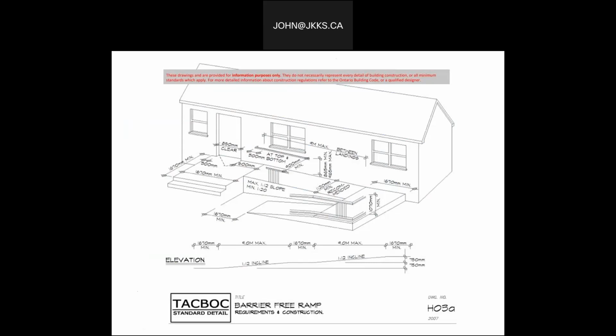So for example, a maximum of 1 in 12 slope, a minimum of 1 in 20. We can see the height of the rail, the recommended width, and the size of the actual landing itself, and so on. So again, we see some information here that could be used by the builder or the contractor or the person constructing the ramp.